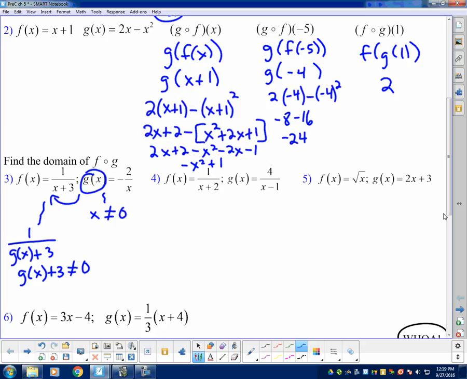And you're exactly right. That means g of x cannot equal negative 3. So what does that mean in terms of x? What was g of x equal to? What is g of x equal to here? Okay, so I can replace this with negative 2 over x cannot equal negative 3.